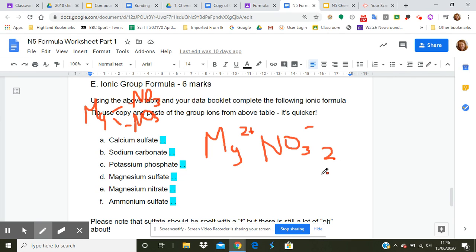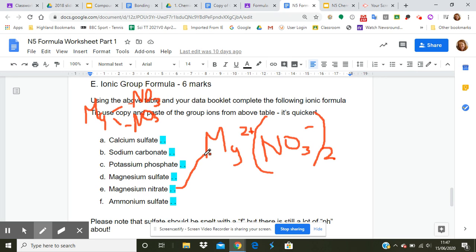Now, this is a slight problem because you can't just put a 2 here, well, you can, but that would look like you've got 32 oxygens. A bit rubbish. So in order to say you've got 2 of the nitrate ion, you put the whole of the nitrate ion in brackets and the subscript 2 after it. So that would be the answer to that one.